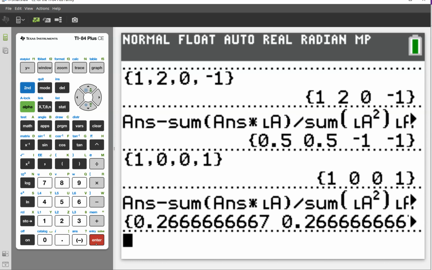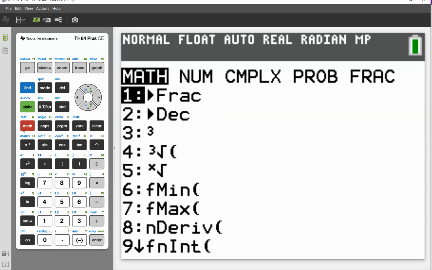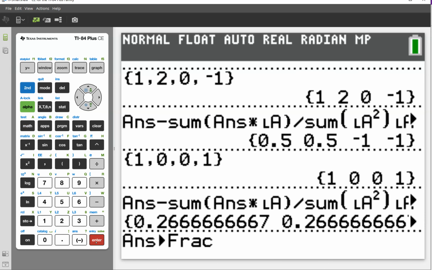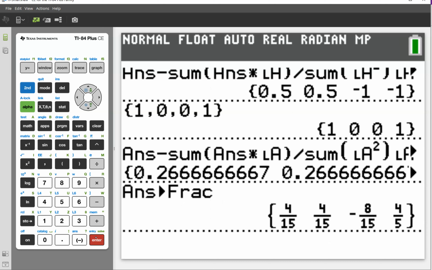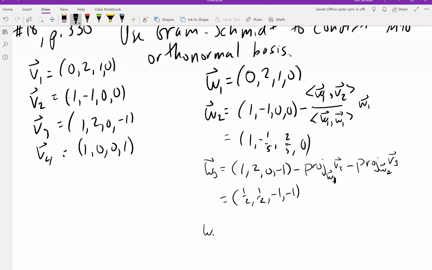All right. And also, you can use your typical to a fraction command that you're probably used to using and get the fractional equivalents of those decimals. So this is 4/15, 4/15, -8/15, and 4/5.